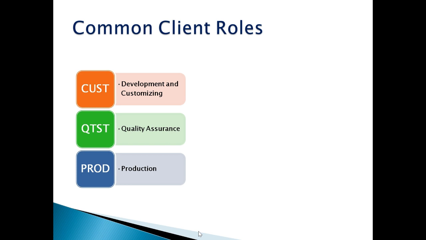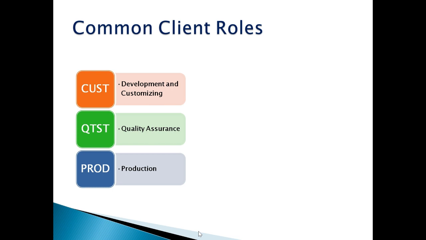So these are some common client roles that we use in the SAP world: custom client, development and customizing, quality assurance, which we can say as quality client, and production. Production client is the real-time client, and it is only used by business. So SAP consultants get access to the production client only for display. They cannot process any transaction unless they are given special access.